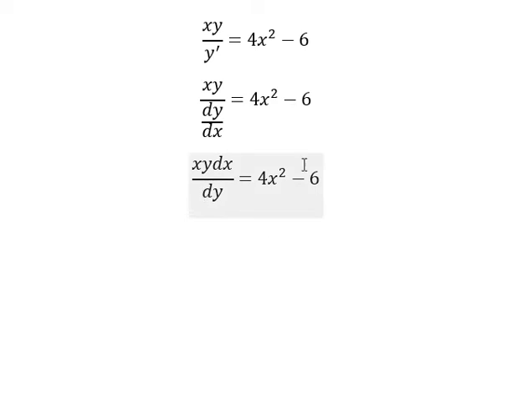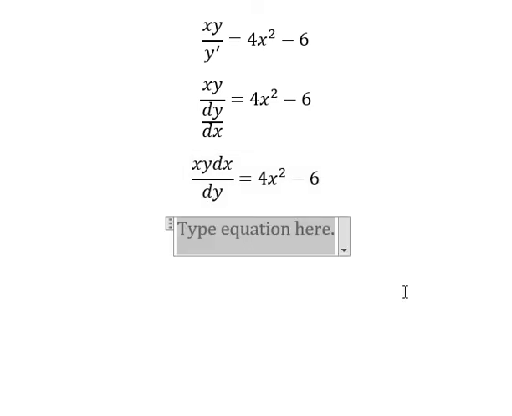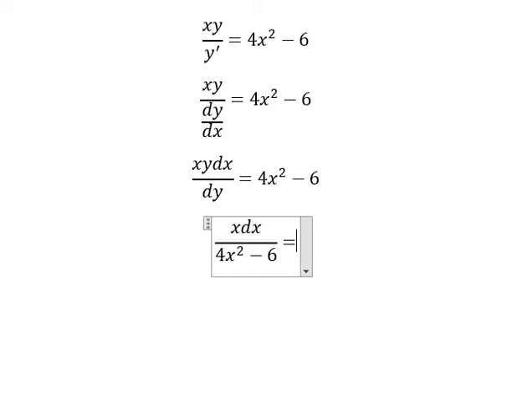Next, dy goes to the right, y will go to the right, and 4s squared minus 6 goes to the left. So that should be about s ds over 4s squared minus 6 equals dy over y.